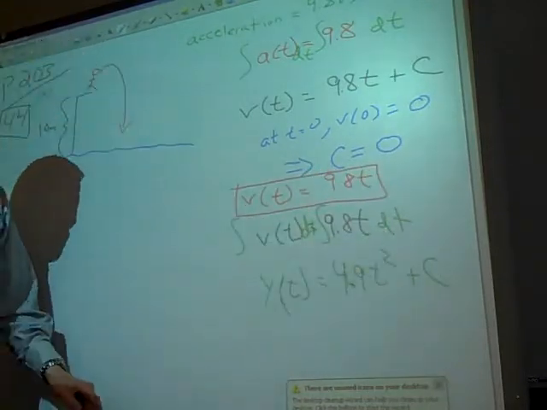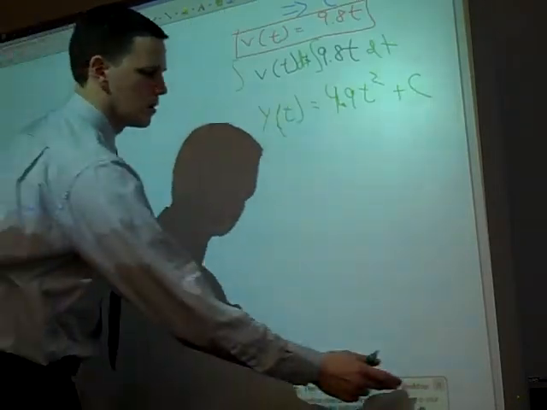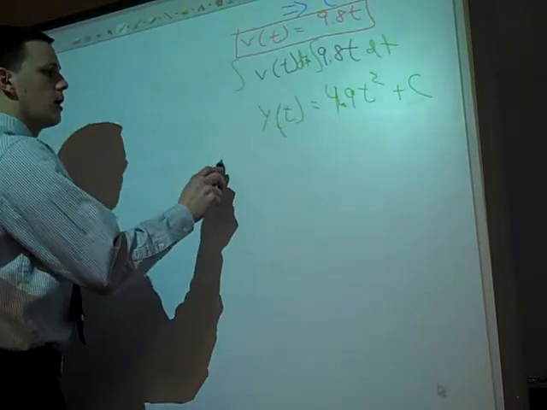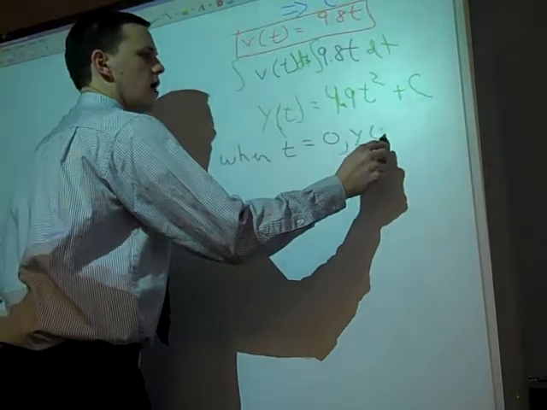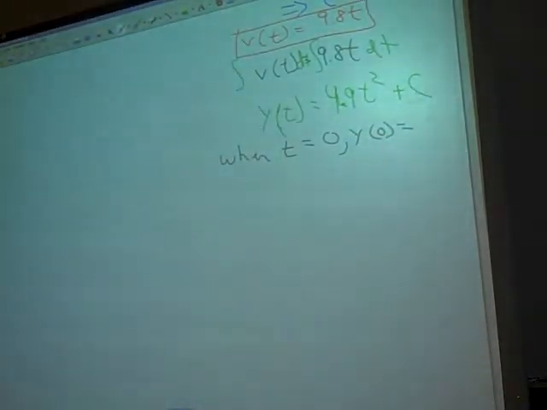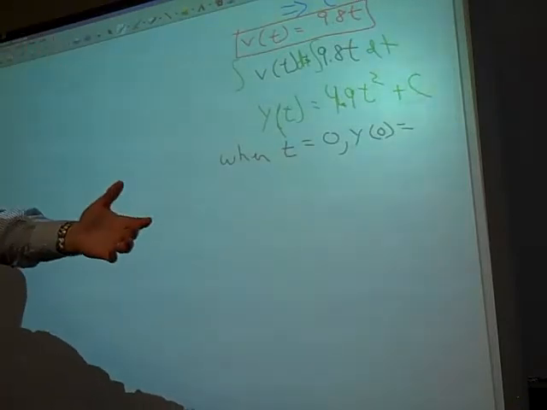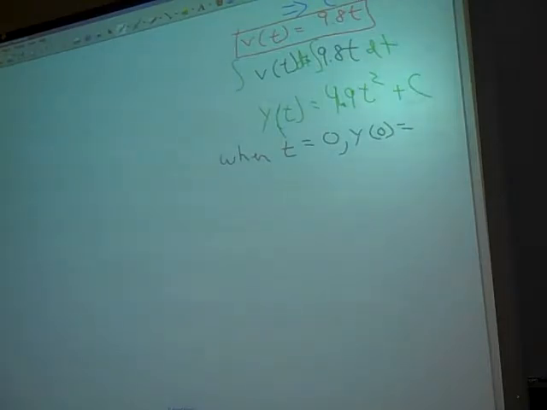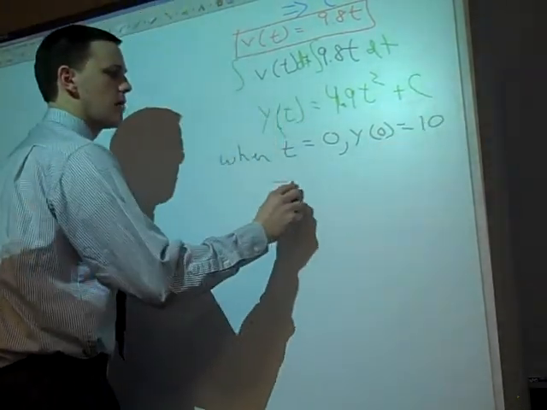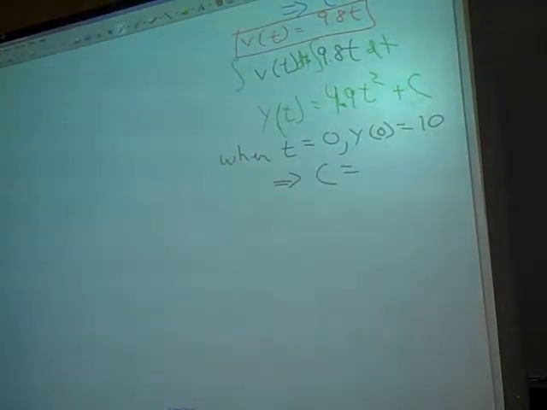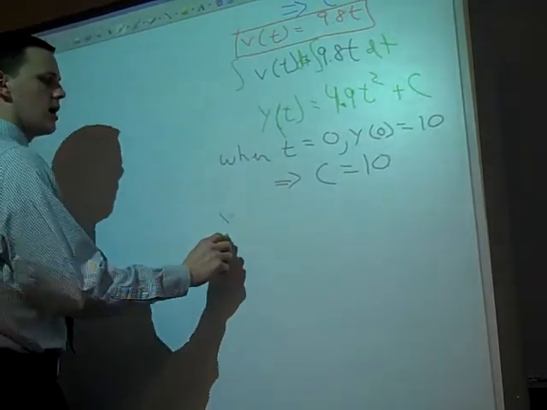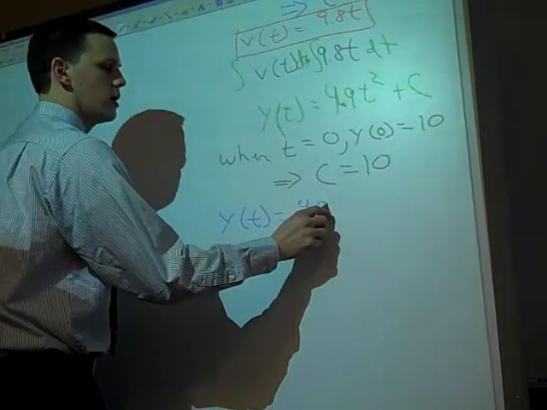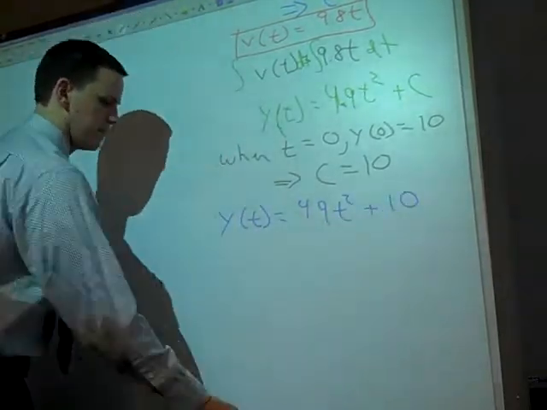When t equals 0, y of 0 would be what? C, that's true, but before the diver steps off the platform, how high is the diver from the water? 10 meters, that's the information they gave us. So that means that c is equal to 10. So we've got that y of t is equal to 4.9 t squared plus 10.